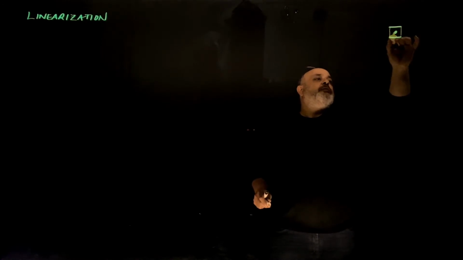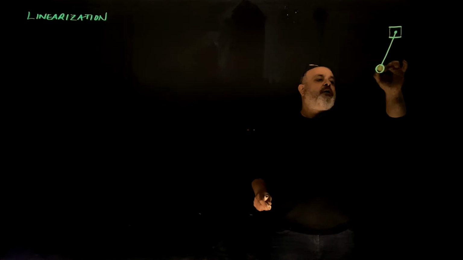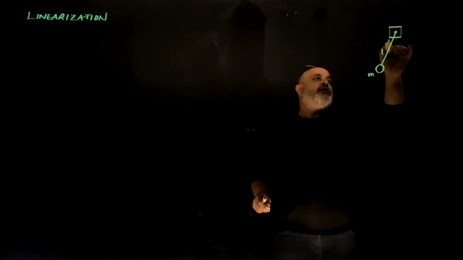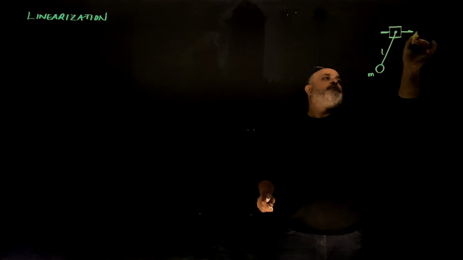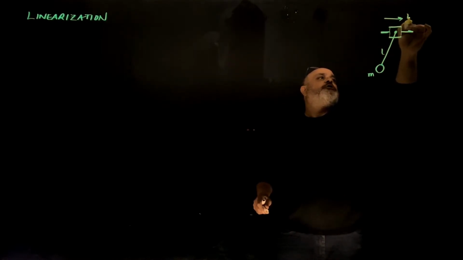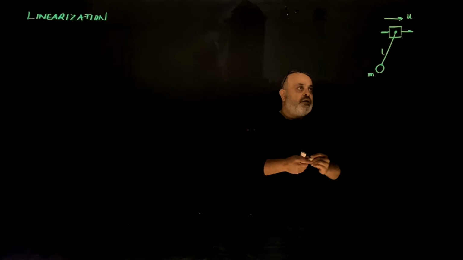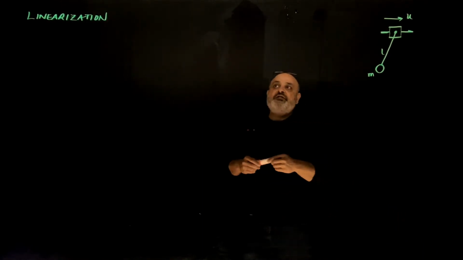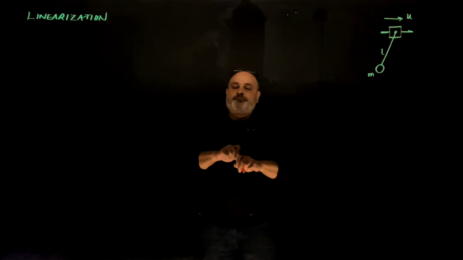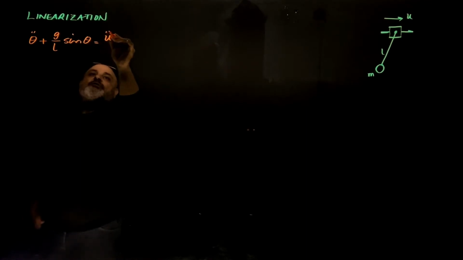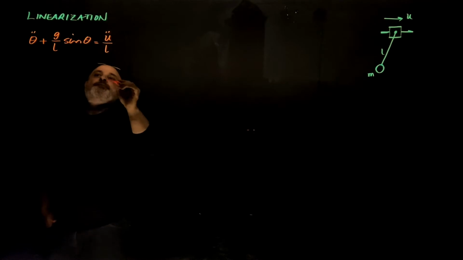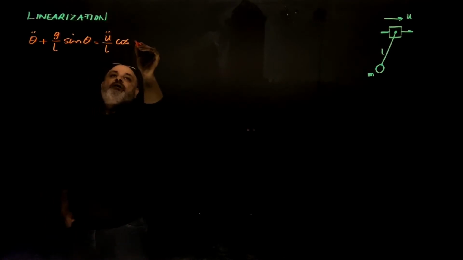a cart and a pendulum, mass m, length L, and this cart moves horizontally, the motion u. Then the equation of motion of this cart is going to be theta double dot plus g over L sine theta equals u double dot over L cosine theta.